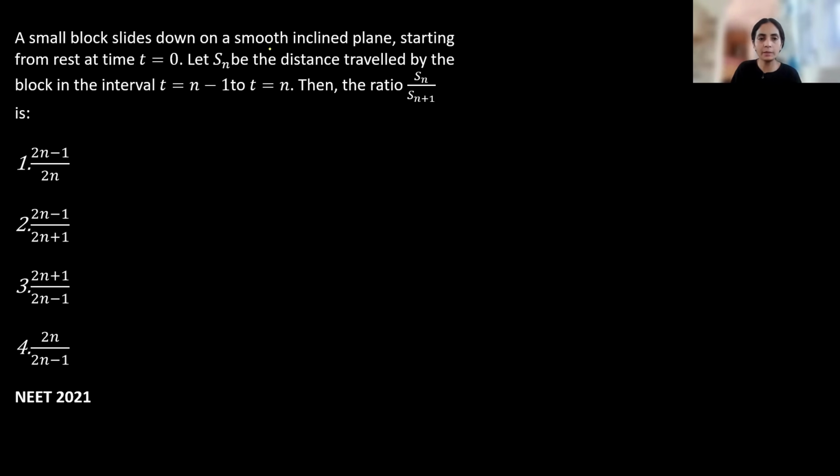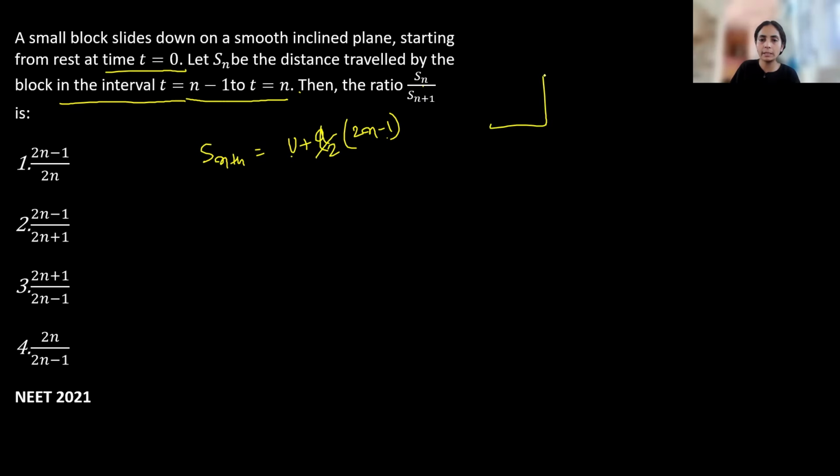A small block slides down a smooth inclined plane starting from rest at time t equal to 0. Let Sn be the distance traveled by the block in the time interval t equal to n minus 1 to t equal to n. Then the ratio Sn by Sn plus 1. So this interval means the nth second, right? So Sn is equal to u plus a by 2 into 2n minus 1, and it is starting from rest, so u is equal to 0, and it is on an inclined plane.